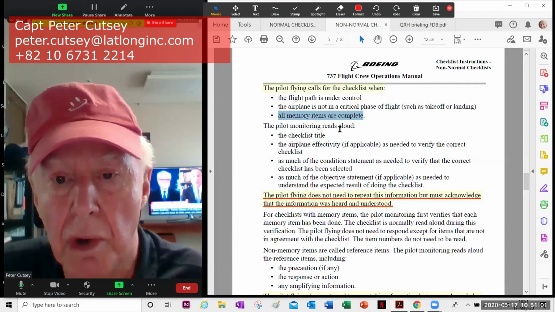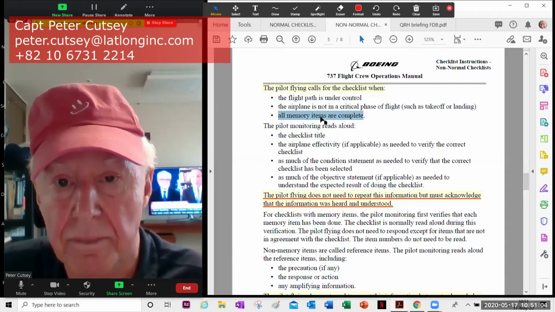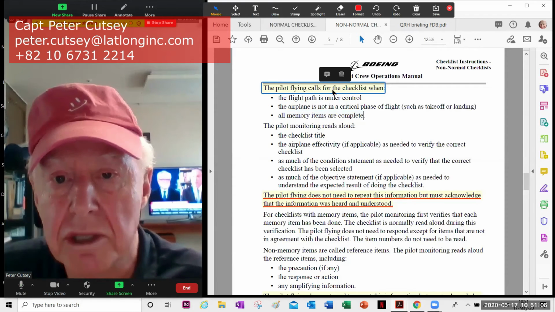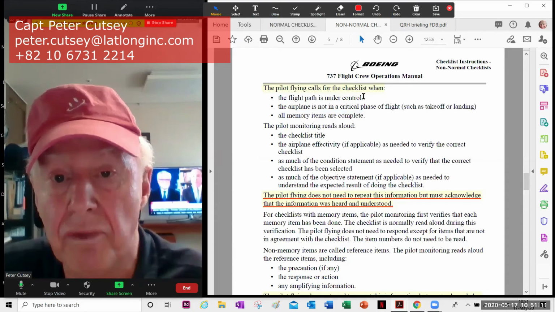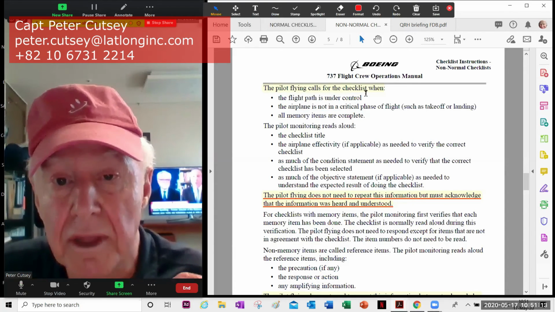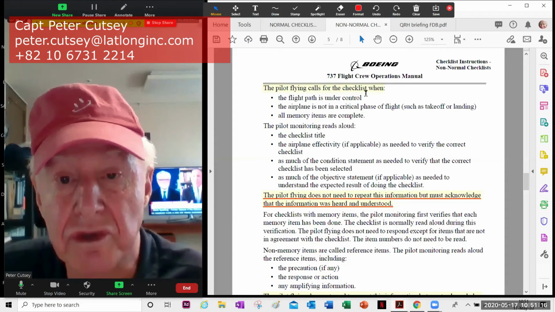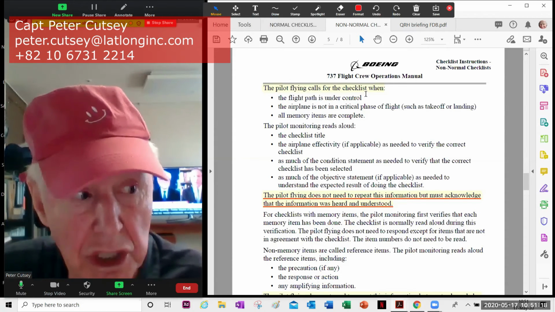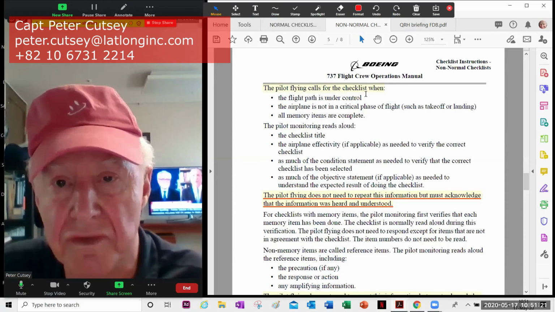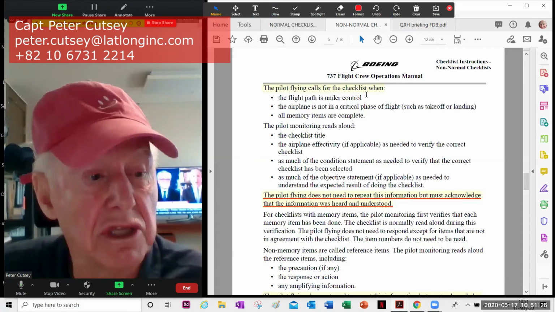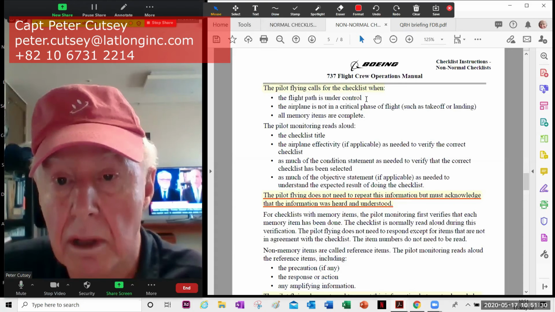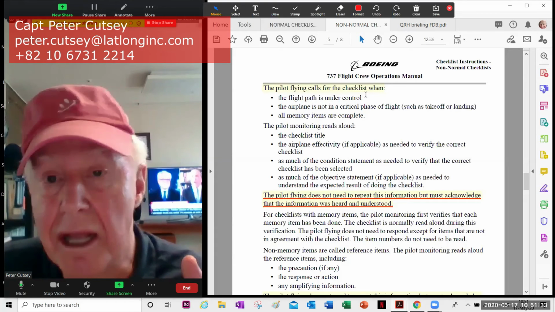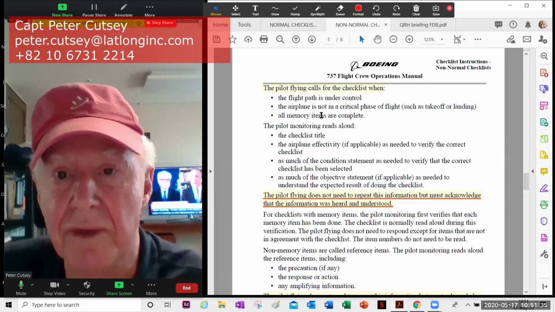The pilot monitoring reads aloud the checklist title. Now, that's when the checklist is called for. Okay, the checklist isn't called for generally until the memory items have been completed, the aircraft is cleaned up, and the navigation part of your operation is satisfied, and the communication part with respect to ATC first, in-charge flight attendant second, and normally company third. And that's variable depending on the intensity of the situation.